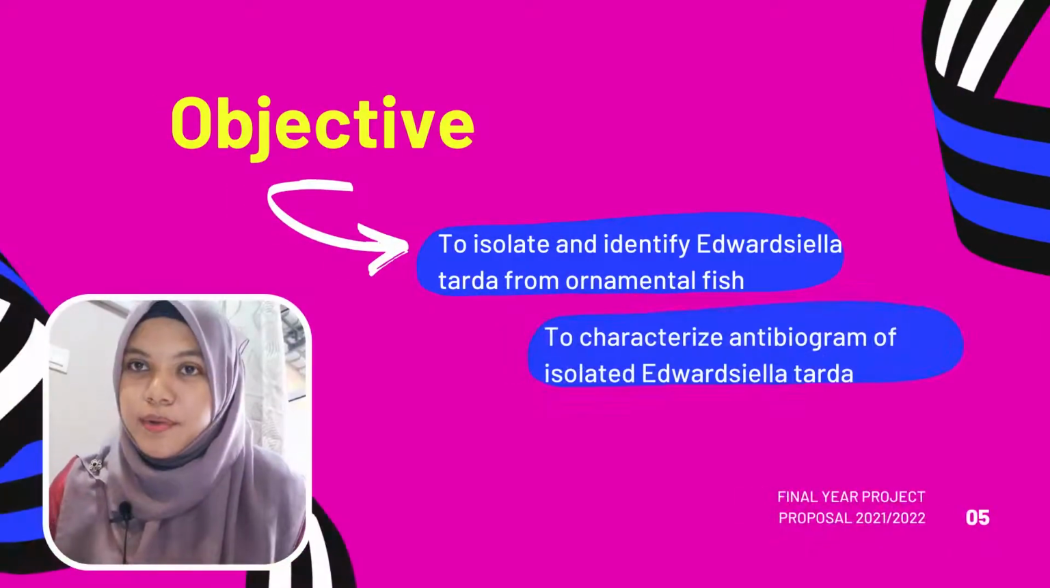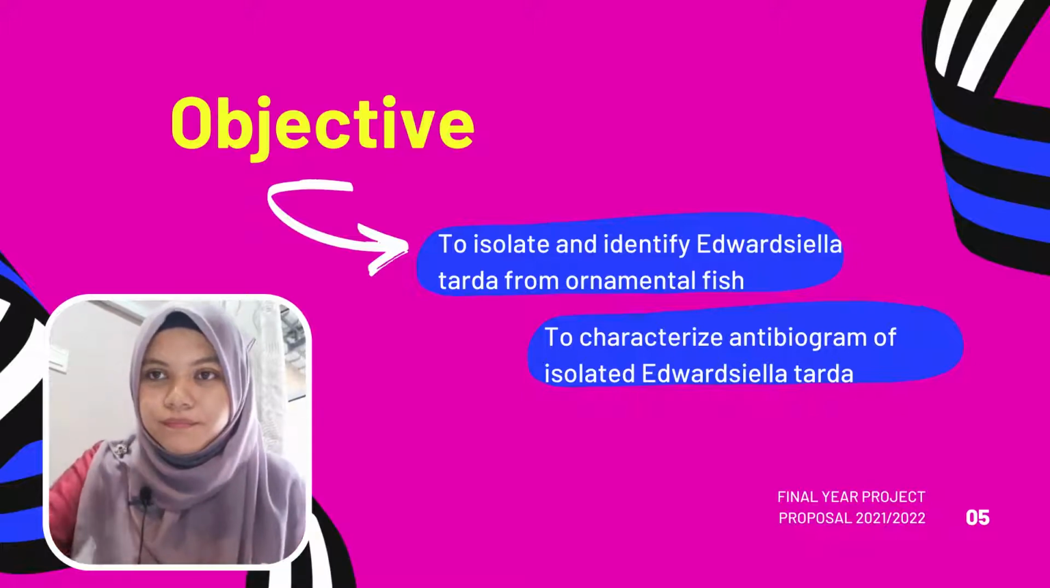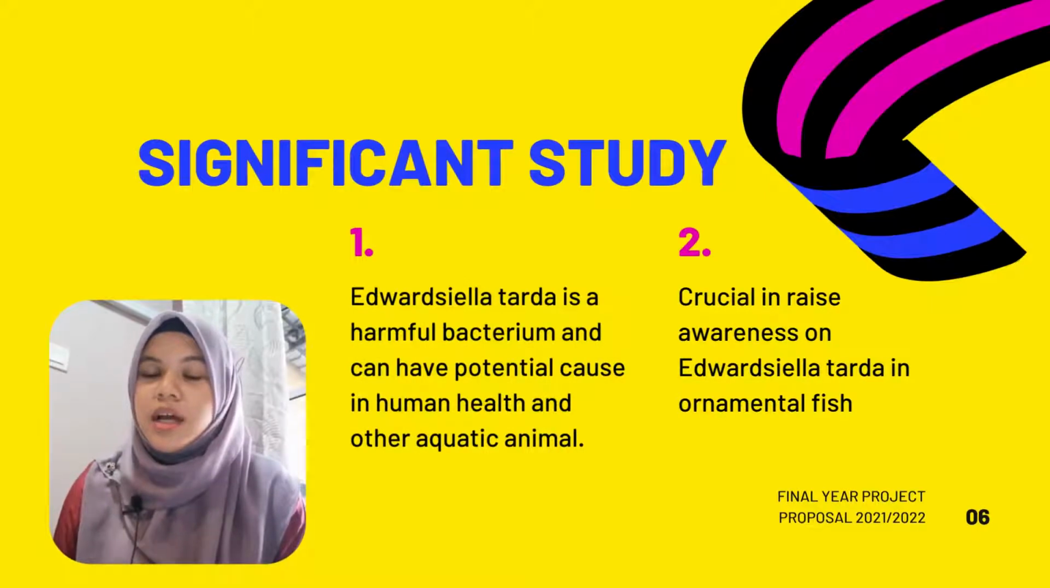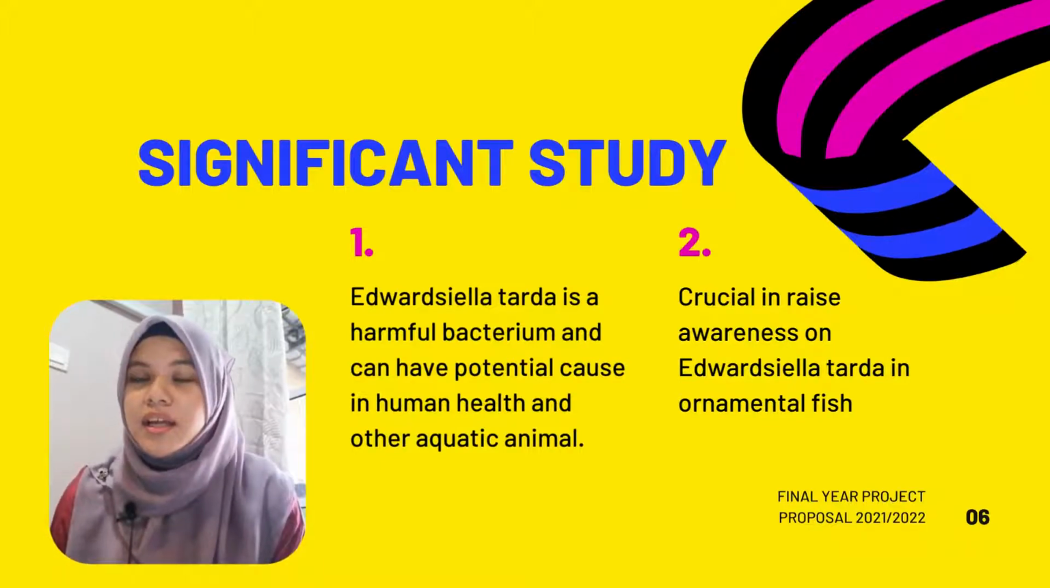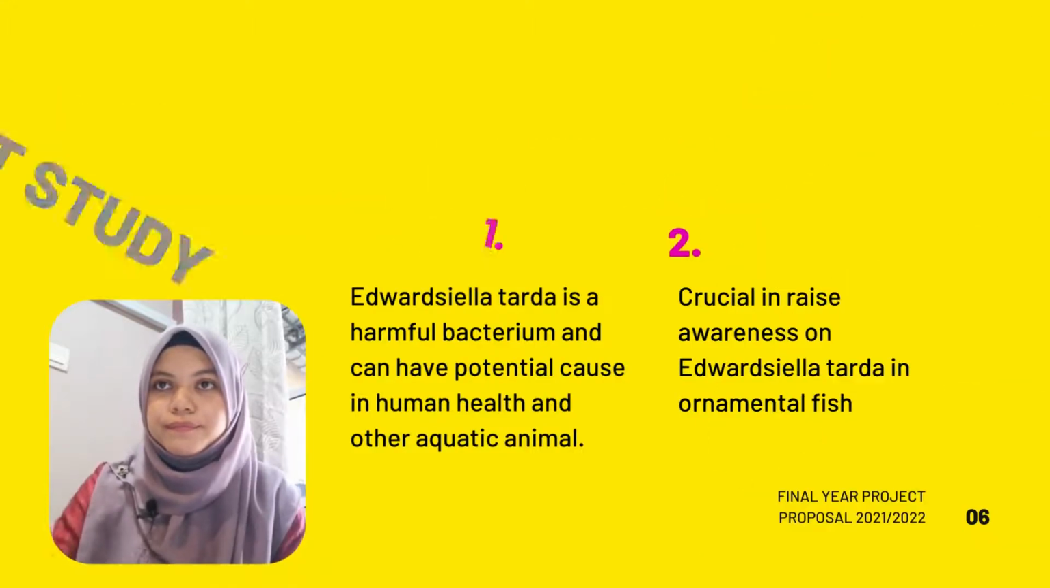The purpose of this experiment is to isolate and identify Edwardsiella tarda from ornamental fish and to characterize the antibiogram of the isolated Edwardsiella tarda. Next, the significance of this study is that Edwardsiella tarda is a harmful bacterium with potential to cause harm to human health and other aquatic animals, and it is crucial to raise awareness of Edwardsiella tarda in ornamental fish.